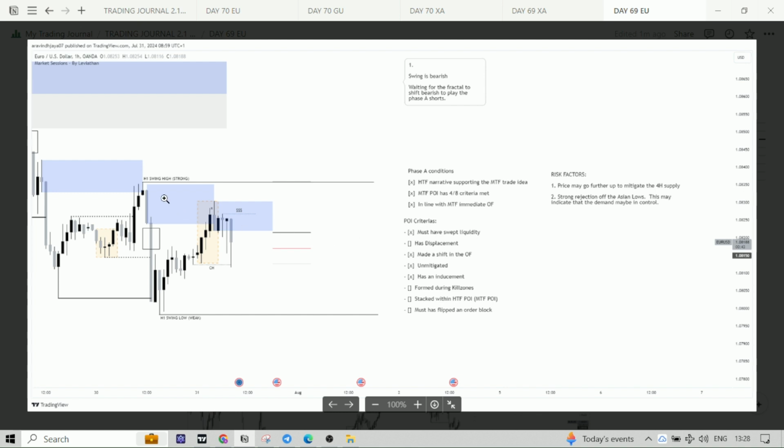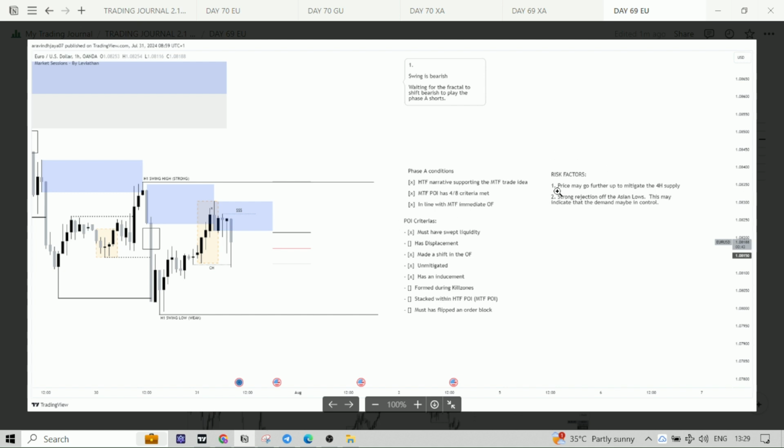So what criteria did the POI fill? It has sweep liquidity. Yes, it has sweep liquidity. It has displacement. Yes, it has made a shift in the order flow. It was unmitigated. It did not have an inducement, so that was the only issue. It was formed during the kill zone. And it did not flip, it is not a flip zone. So 5 out of 8 criteria met, which is more than enough for me.